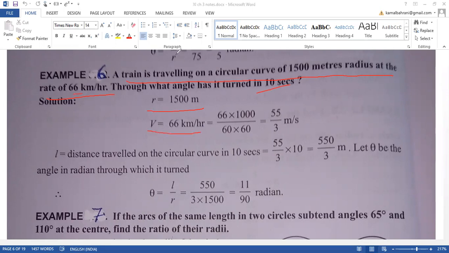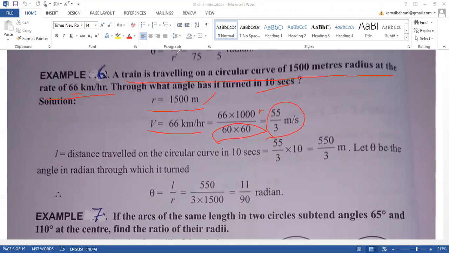You all know how to change it into meter per second, because your radius is in meter. So 66 kilometer into 1000 will give you the meter, and per hour is 3600 seconds, since in 1 hour you have 3600 seconds. By dividing, you will get 55 by 3 meter per second.